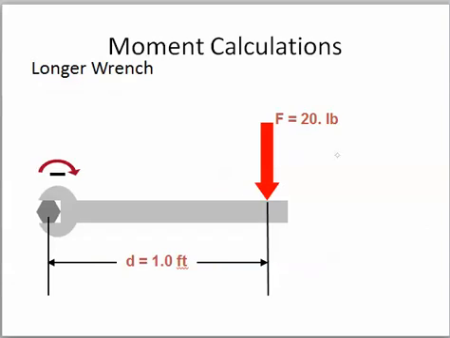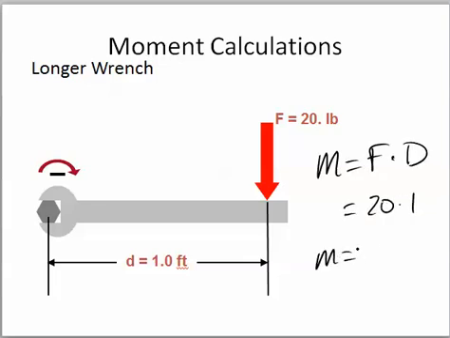This one's real easy. M equals F times D, and in this case, F is 20, D is 1, so the moment is 20 foot-pounds per foot.